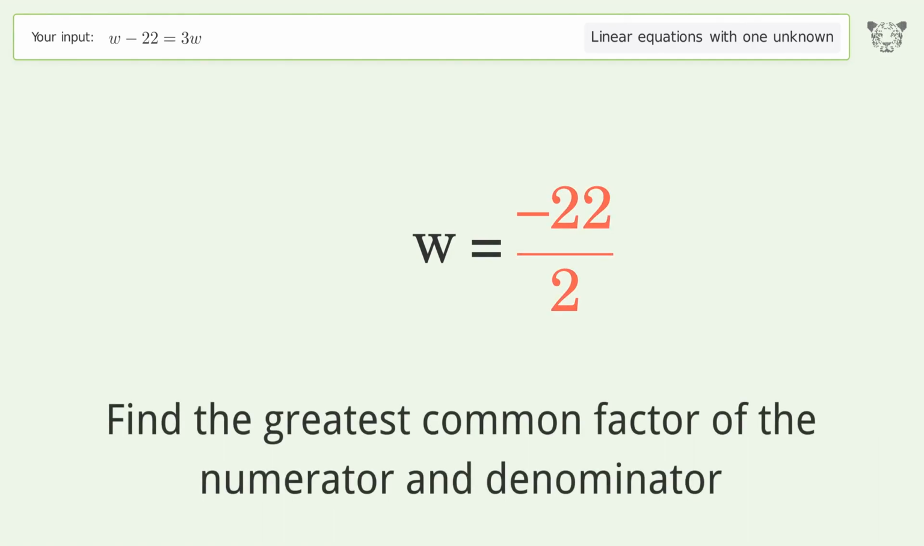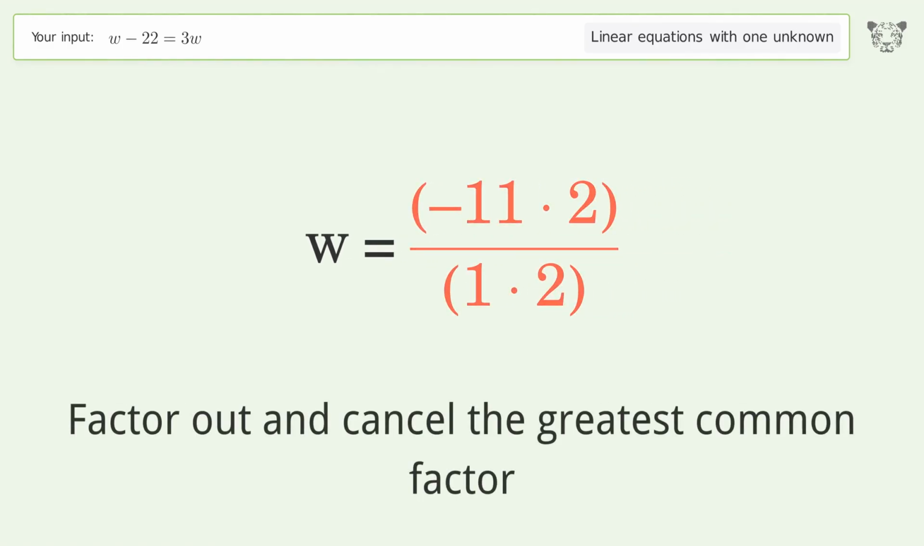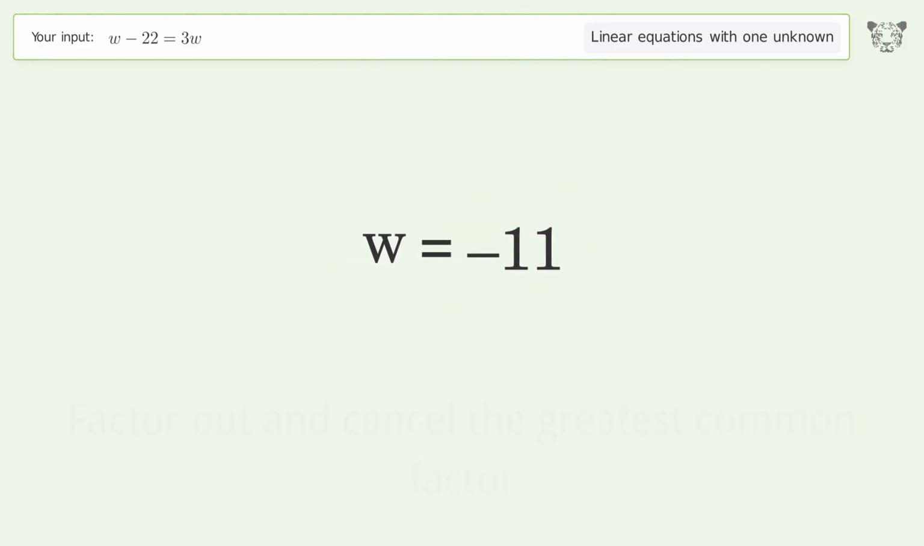Find the greatest common factor of the numerator and denominator. Factor out and cancel the greatest common factor. And so the final result is w equals -11.